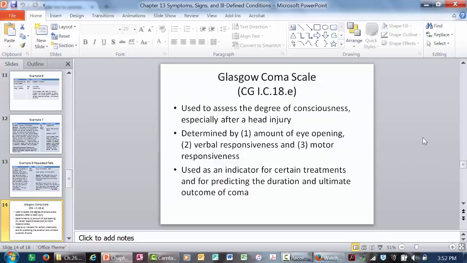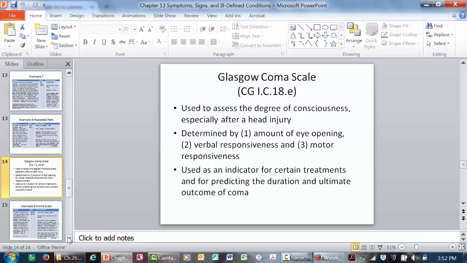The Glasgow Coma Scale is used when a patient has a head injury, and it helps the doctors to know what treatments to order, predicts how long they're going to be in a coma, and are they going to recover from this coma? What are the predictors? Typically, you see them reported by the EMTs who bring the patient to the hospital following an accident.